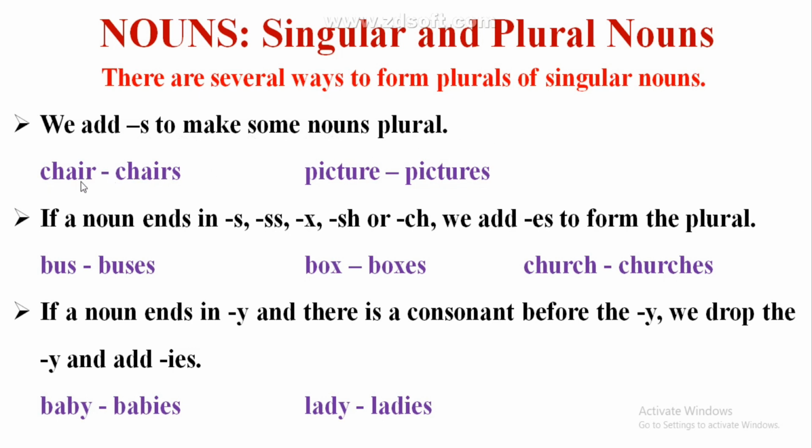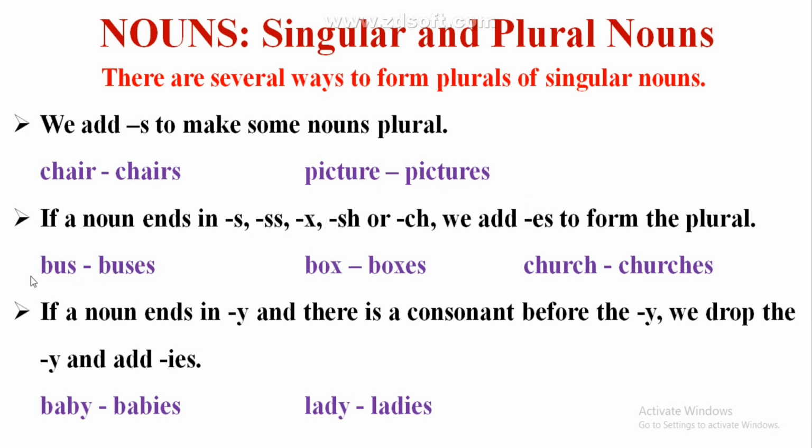Example, chair. We add s to the word chair to make it plural. To the word picture, we add s and the plural noun becomes pictures. If any noun ends in s or double s or x or sh or ch, then we add es to form the plural of that noun.